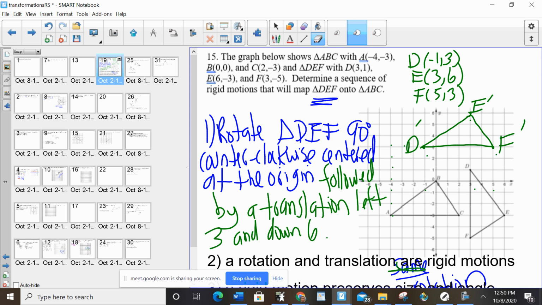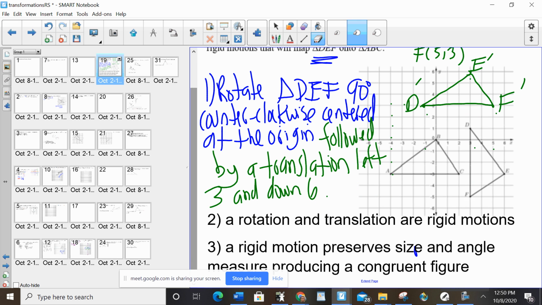This particular question is not asking about congruence, but if it did, then you have to just put your steps 2 and 3, state that it's a rigid motion, a blank and blank are rigid motions, and then a rigid motion preserves size and angle measure, producing a congruent figure. The difference between steps 2 and 3 and just step 1: if it's just step 1, there's a 2-point question. If it includes steps 2 and 3, then it's a 4-point question.